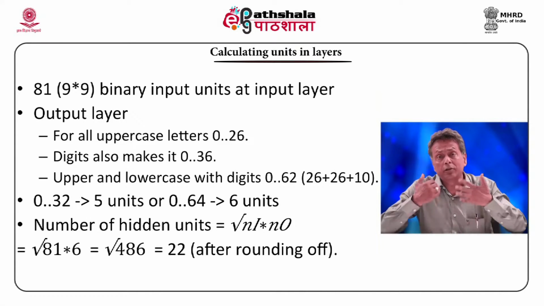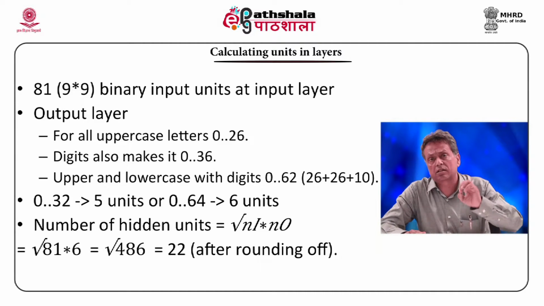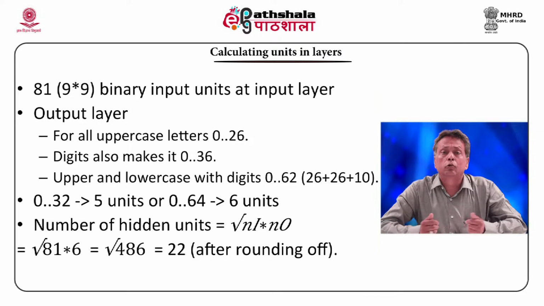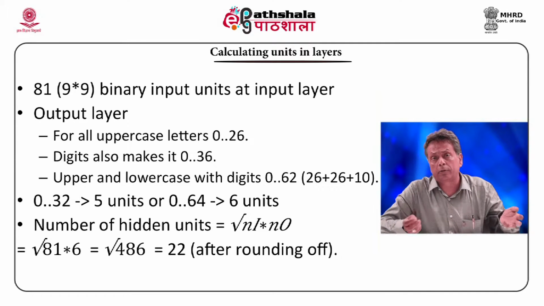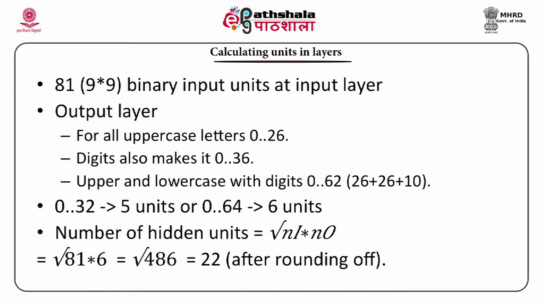How will you decide the hidden layer? The best value for the number of hidden units, people have worked out, can be calculated using the geometric mean of the number of input units and the number of output units. That means multiply both of them and take a square root of it.